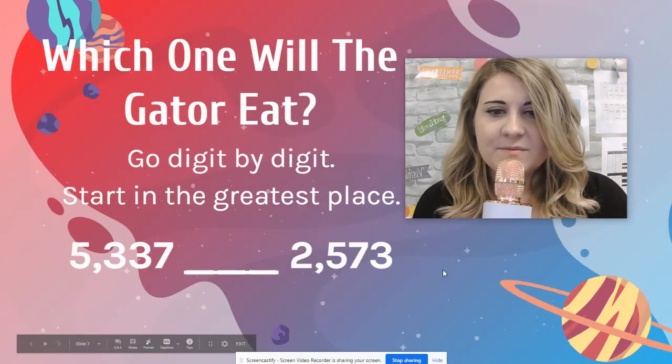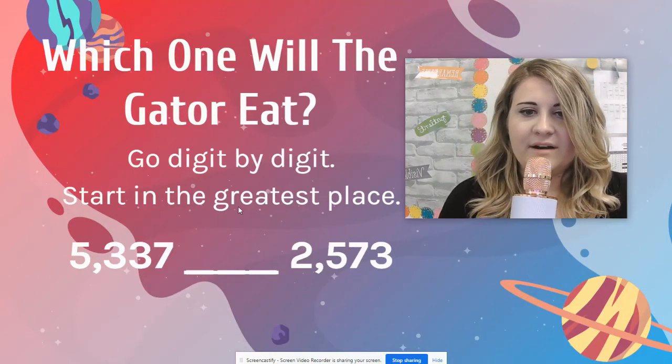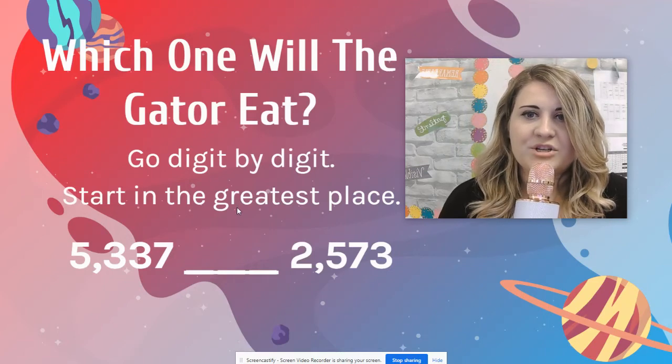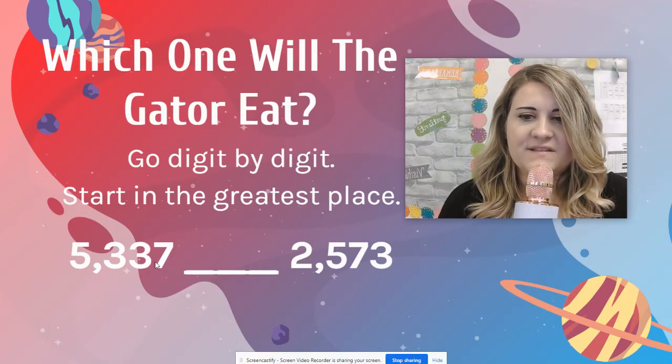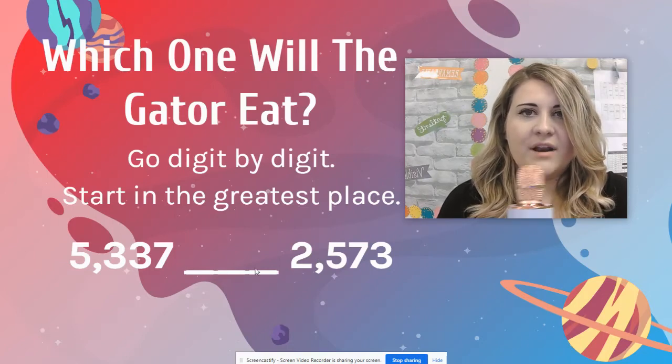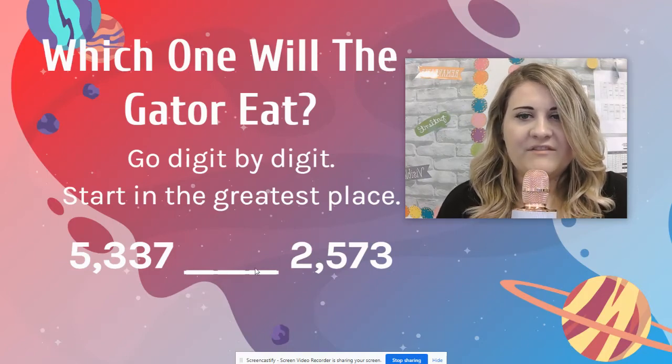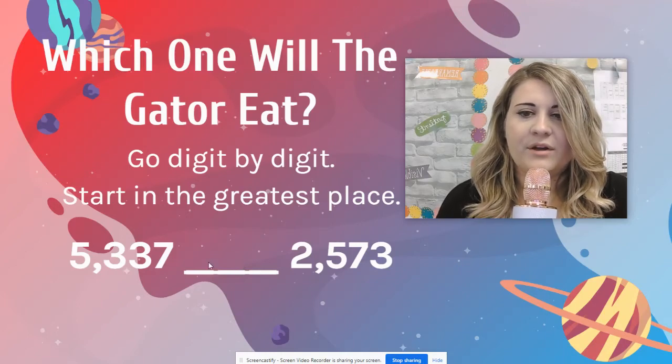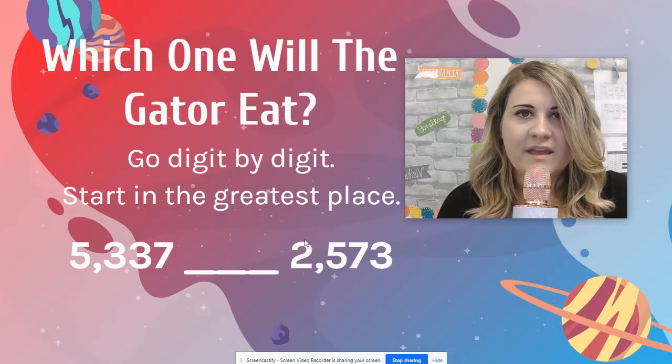All right, let's look at this one together. We are going to start in the greatest place. First of all, you want to make sure that they have the exact same amount of digits, because if you have a 3-digit number and a 4-digit number, which we don't here, then obviously the 4-digit number is bigger and you don't even have to compare the numbers. So we're going to look at the thousands place here because these both have 4 digits. We've got a 5 here and a 2 here. Which one do you think the gator is going to eat?